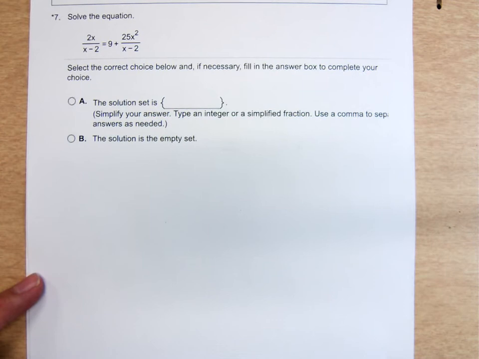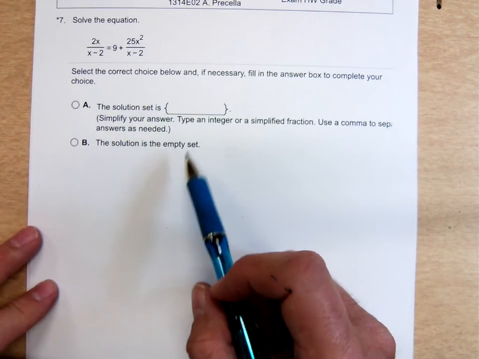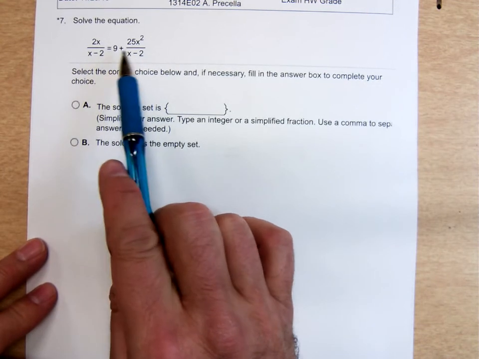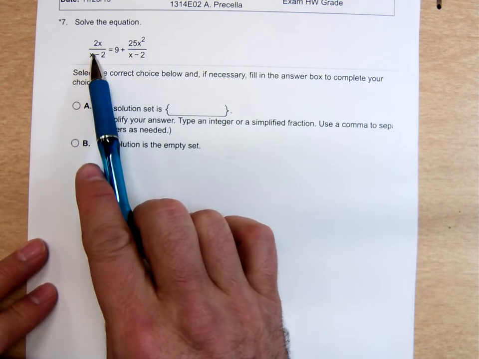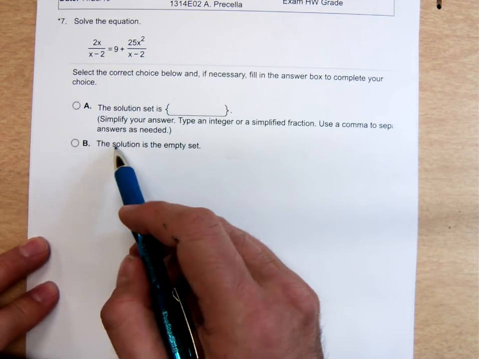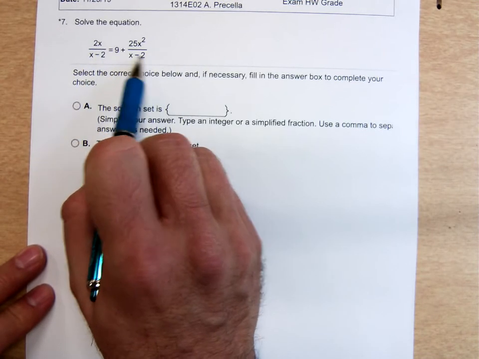But problem number 7, we're solving an equation, so our answers are ultimately going to be x equals some sort of numbers. Okay? Now if you're solving an equation, x equals a number. On this one, we have 2 fractions, but both of them have the same denominator. And so what we could do is just multiply through by that denominator, the x minus 2.